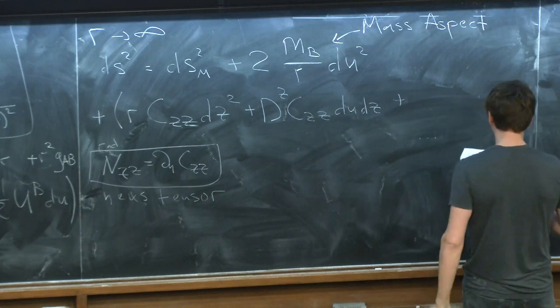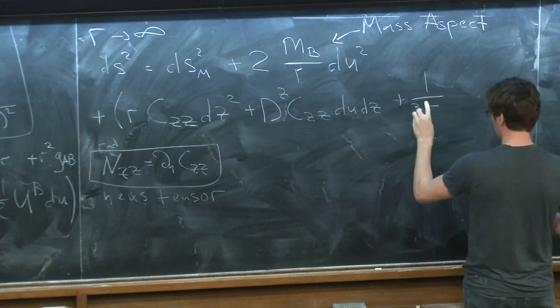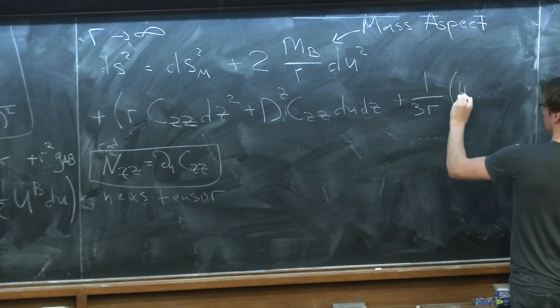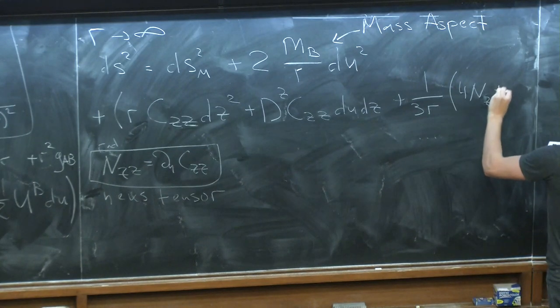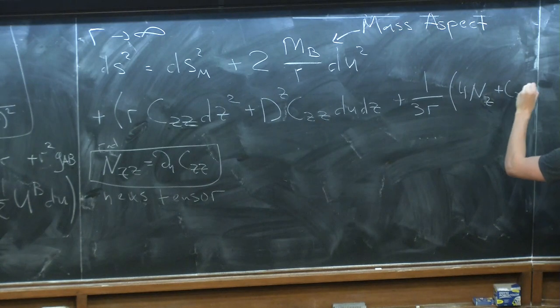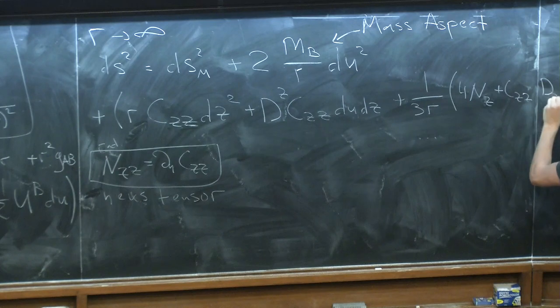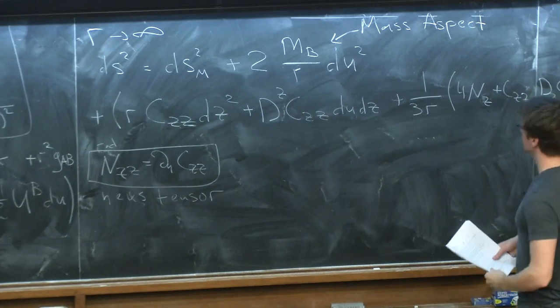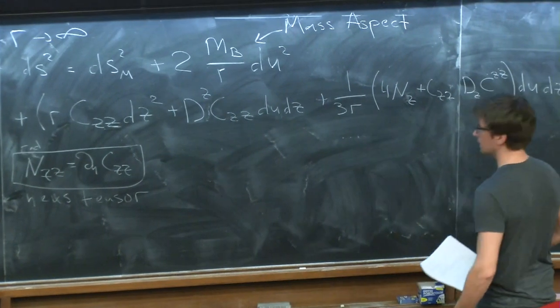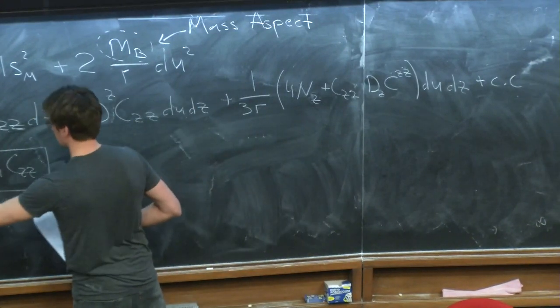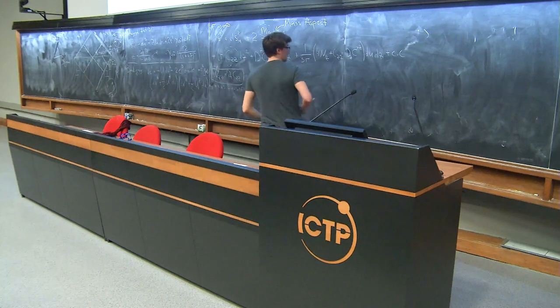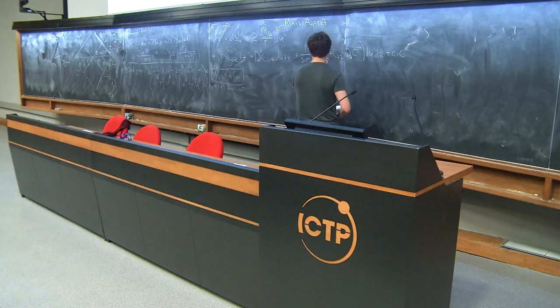And now we will discuss one more piece, which is one more subleading order in r, which has this form. Probably the longest formula I will ever write. Plus the complex conjugate. Okay, so that's the expansion of the metric at large r. And here are the main players: it's the mass aspect, it's the news tensor, or C_zz, and this thing here is called the angular momentum aspect.